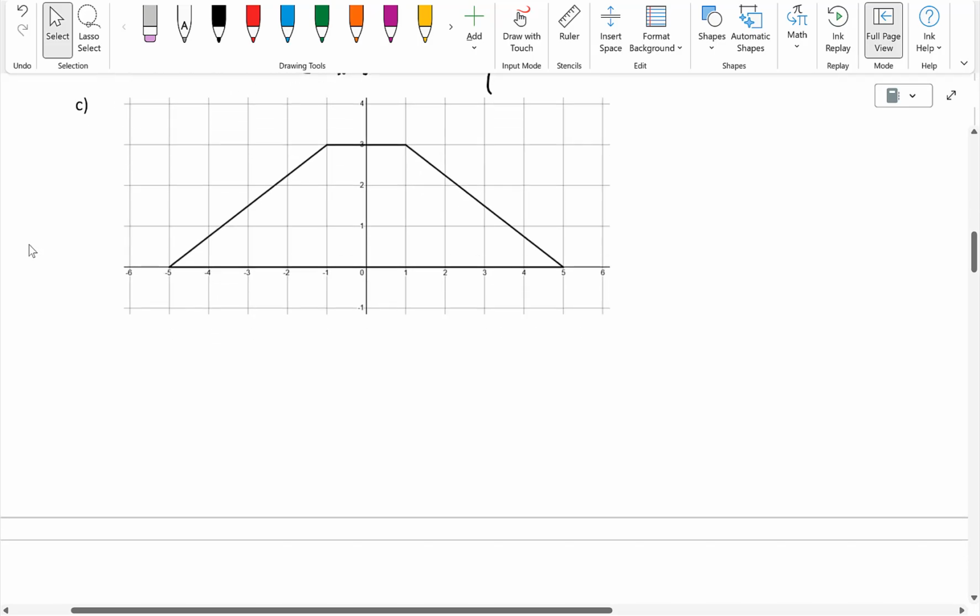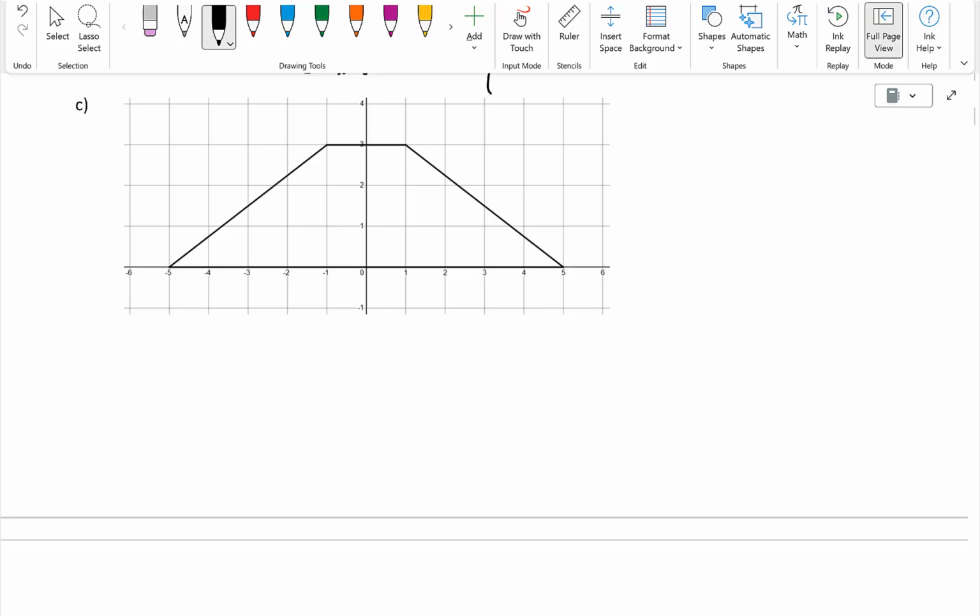For 1C then, we've got a trapezoid. We can see along the bottom, we've got 10 units. Along the top, we're only 2 units. And then we've got to figure out those lengths of the sides there if we want the perimeter here. So our perimeter, so far we've got a 10 plus a 2 plus some other things. We can call them C and D for fun.